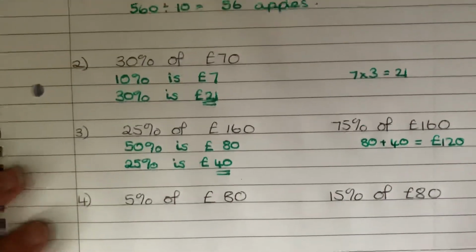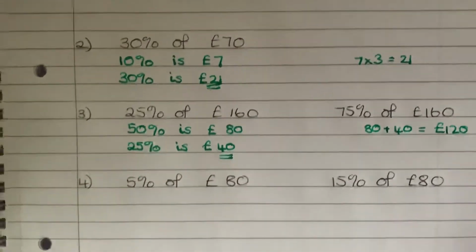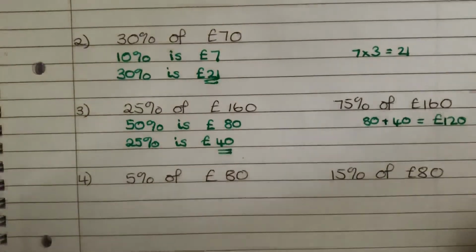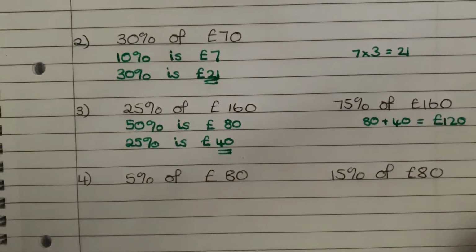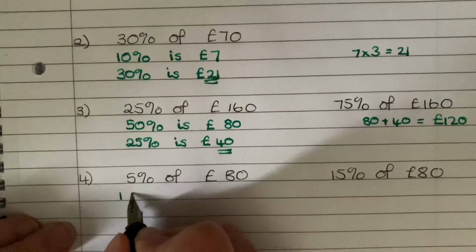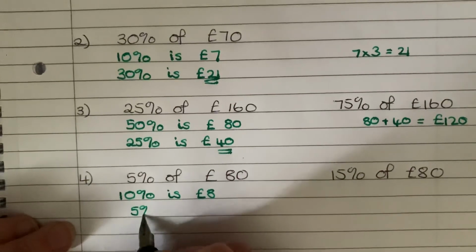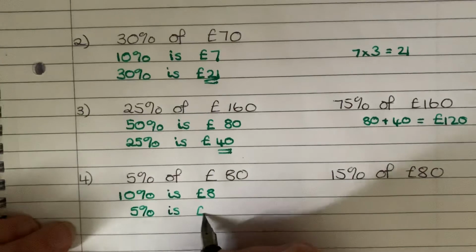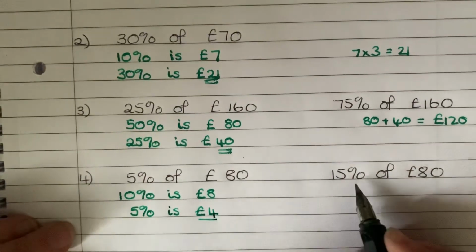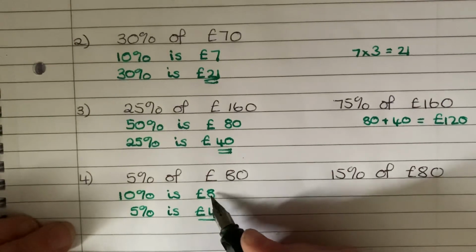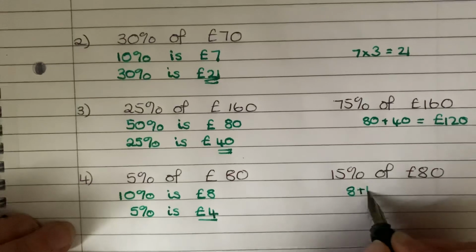And then finally we've got 5% of something. So 5% of £80. Going back to your building blocks, some of you might be tempted here to do 1%, or you can do 10% and halve it. I'm going to do 10% and halve it. So 10% is going to be 80 divided by 10, which will be £8. And then 5% will be half of 10%, which will be £4. Now, building up again here, 15% can be made by adding a 10% and a 5% together. So £8 plus £4 would be £12.